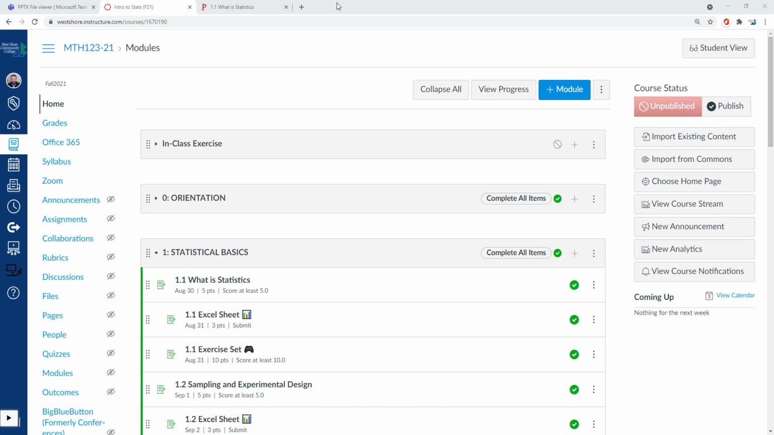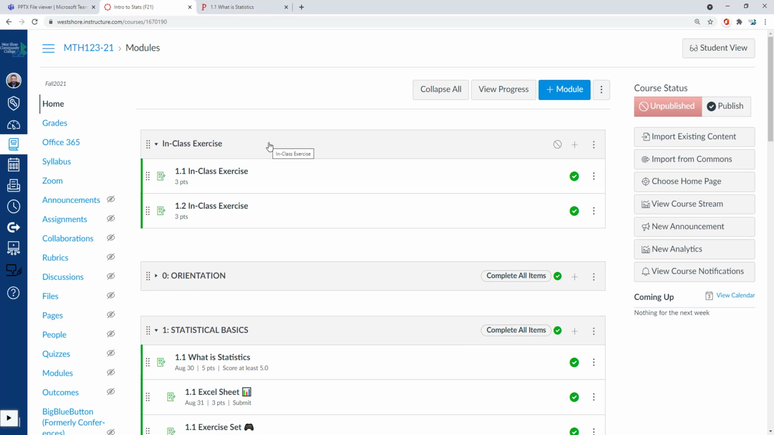There are a number of ways I've attempted to incorporate active learning in Canvas. So when we get done discussing a topic, I will publish the in-class exercise, and then students go to Canvas and engage with the in-class exercise. Once students are done with the 1.1 in-class exercise, I move on to content for 1.2, briefly discuss the textbook, ask if there are any questions on the homework, and then we open up the 1.2 in-class exercise.